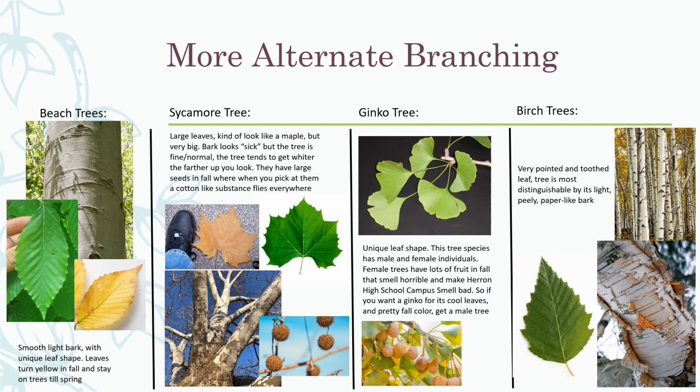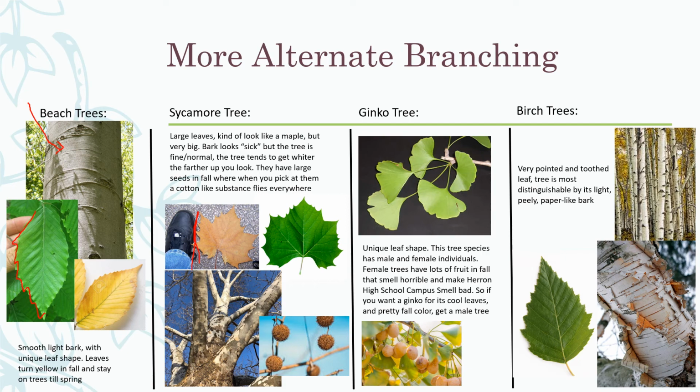Then more alternate branching. So if you see very smooth bark like this here and very gently toothed, smooth-looking leaves, it's likely a beech tree. Then we've got sycamore trees. These leaves are huge. Look at this man's foot. The leaf is over 10 inches wide.